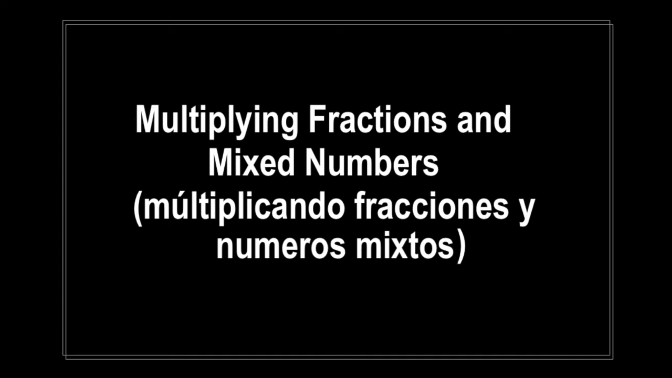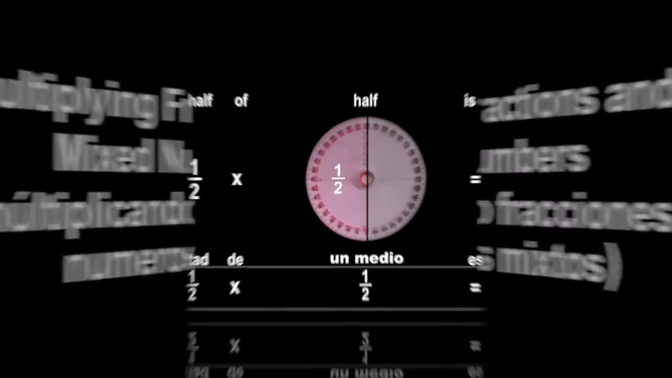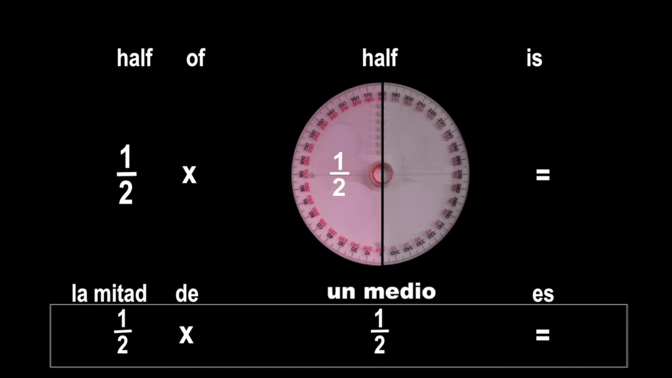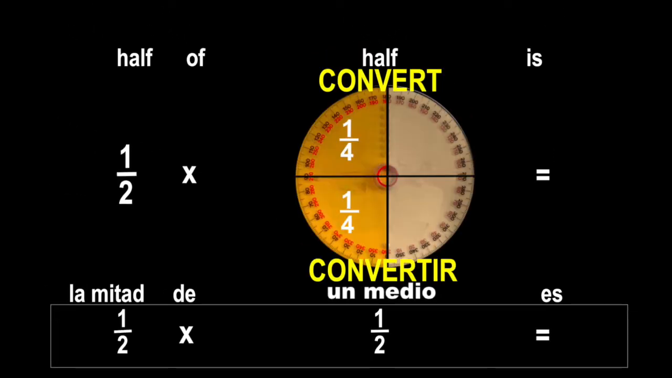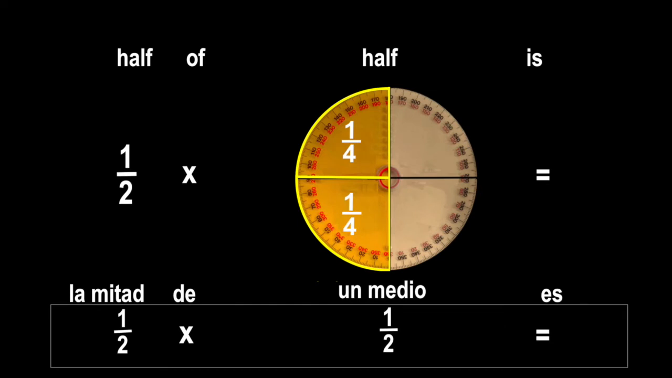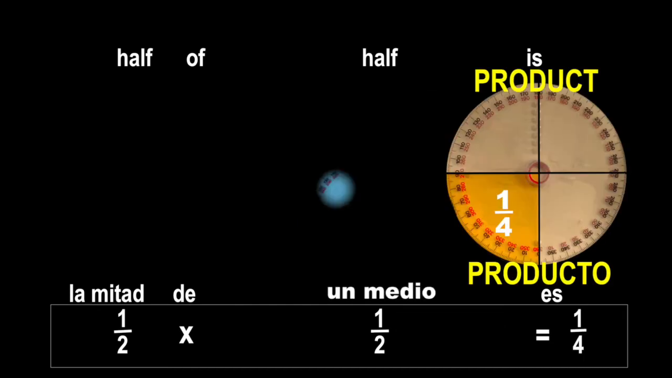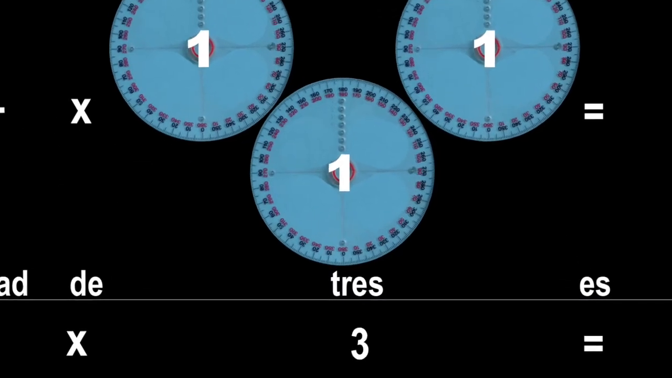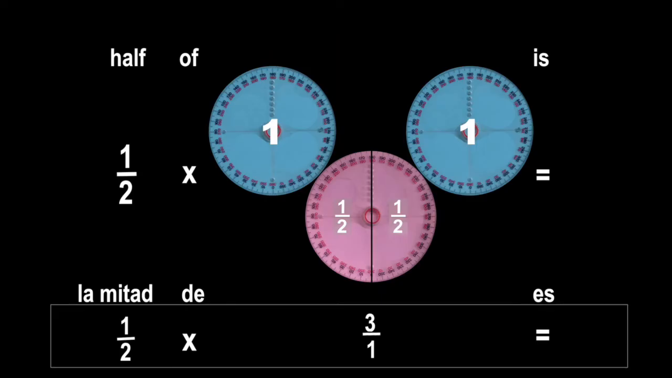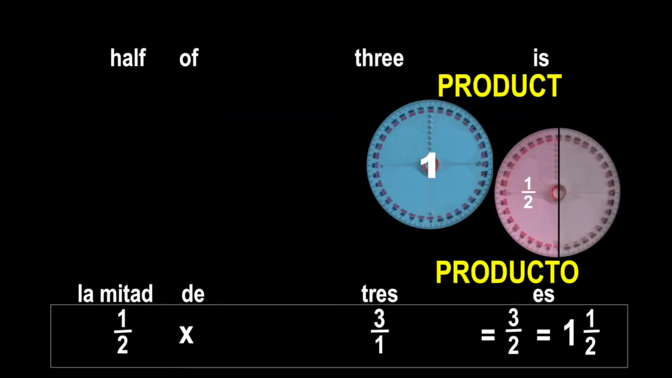Multiplying fractions and mixed numbers. 1/2 of 1/2. Convert 1/2 to 2/4. 1/2 of 1/2 is 1/4. 1/2 of 3. Convert a whole unit to 2/2. 1/2 of 3 is 1.5.